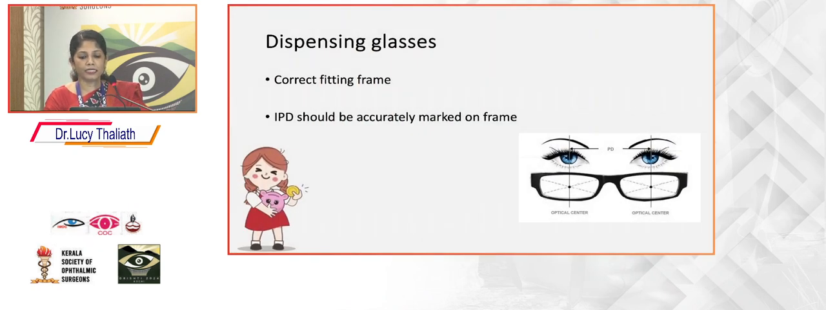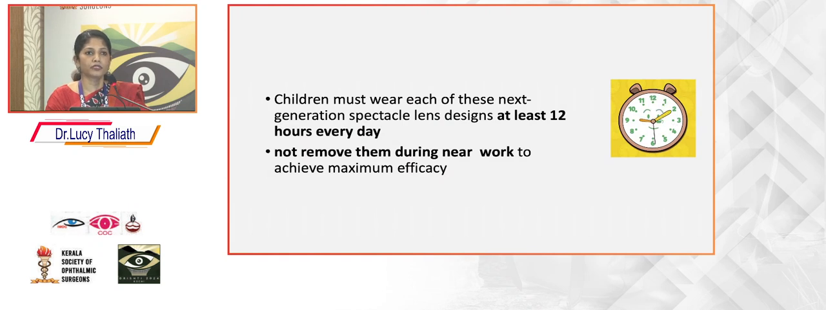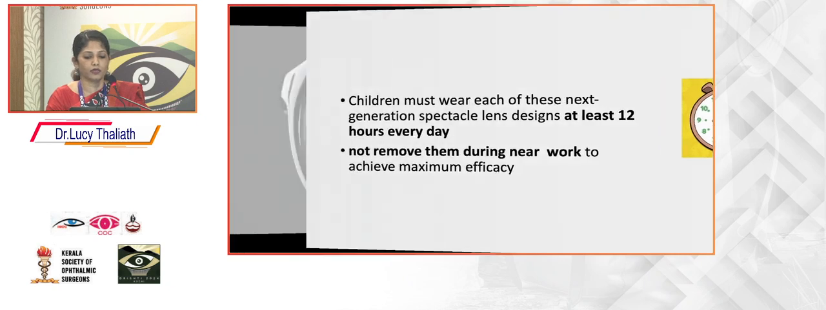So before I finish, I'll just say what we have to look for before dispensing the glasses. We have to select a correct frame. The frame should at least roughly come up to the eyebrow, or else all these segments won't be included in the glasses. It should be not loose, not tight, and the IPD should be accurately marked, because we have only 7 to 9 millimeter of the central clear area for the distance vision. And also you should tell the parents to make the children wear the glasses for at least 12 hours, and also not to remove them during the near work.